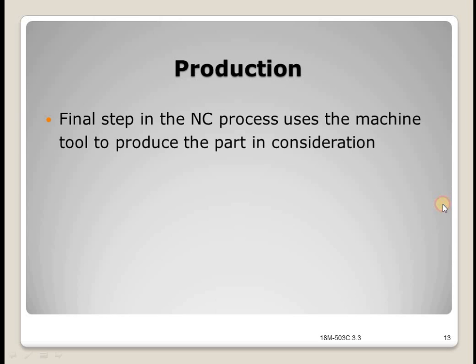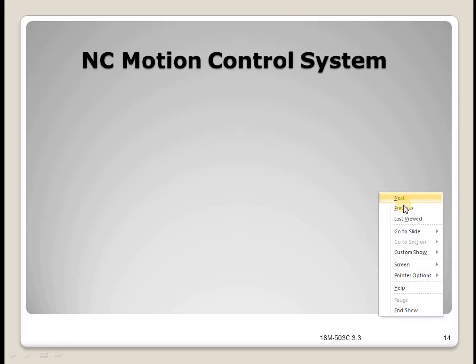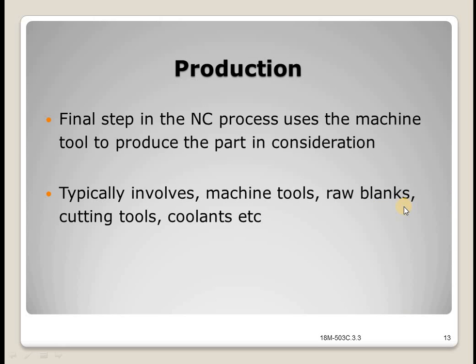And the next step is production. This is the final step. The final step in NC manufacturing is to use the NC tape in production. In this, the NC machine tool is prepared for machining a workpiece.